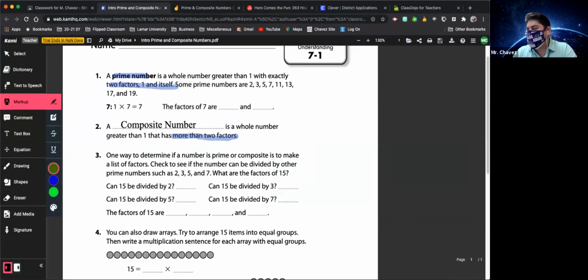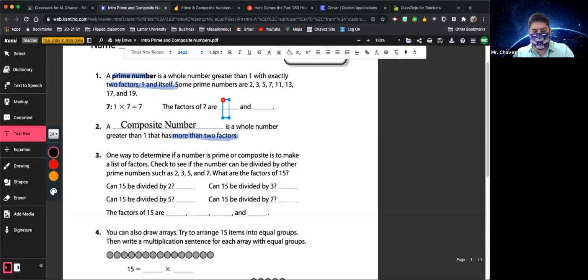And over here on this side, let me go ahead and do it again. Let me do it with the text box. So I go to text box. The factors of 7 are 1, excuse me, and 7.